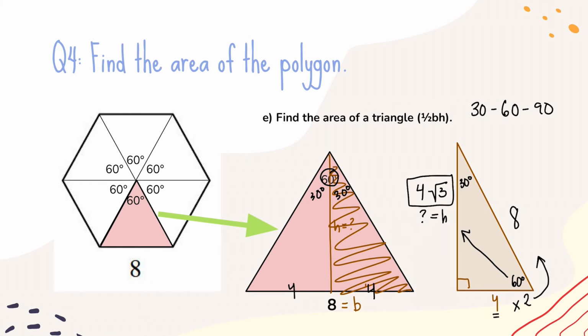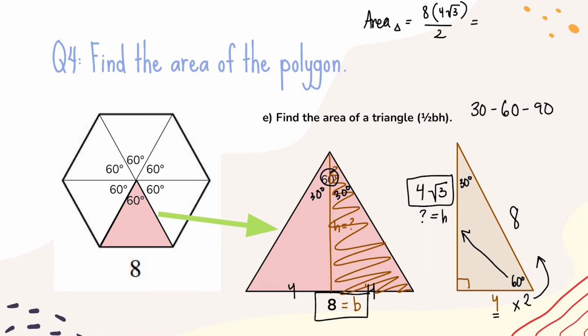And then my base, remember, I'm looking at the base, which I've already labeled to be 8 instead of looking at 4. So to find the area of this triangle, I'm going to do base times height divided by 2. So base is 8 times height, and then divide that by 2.